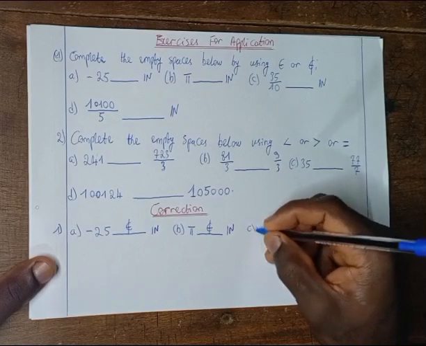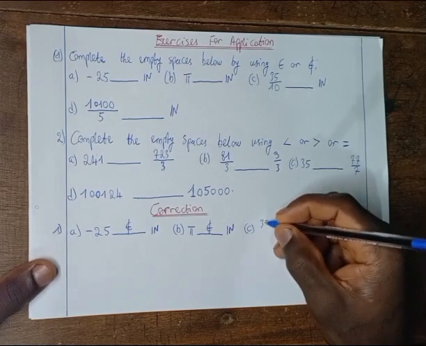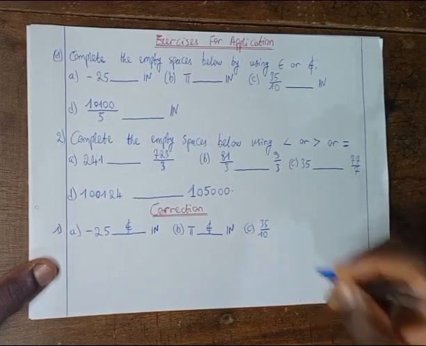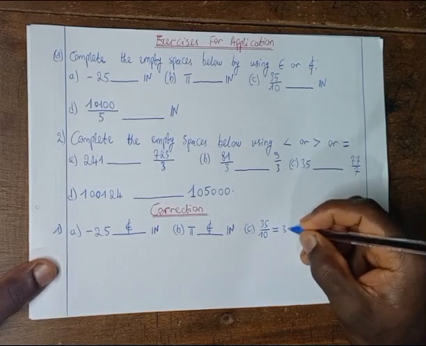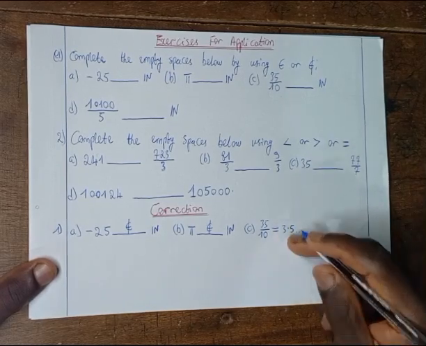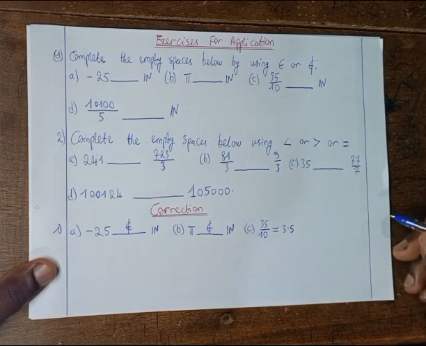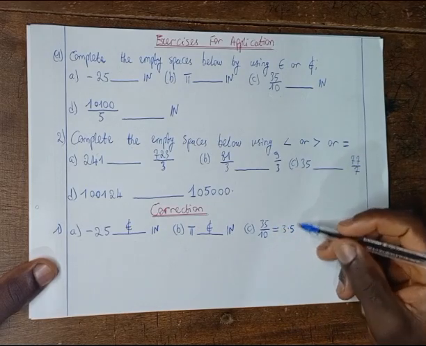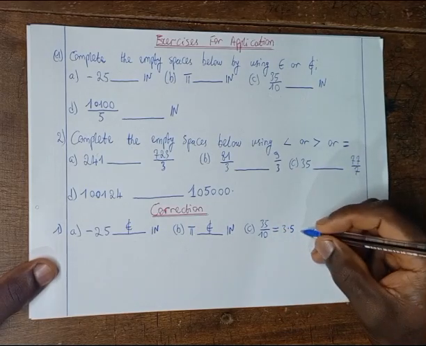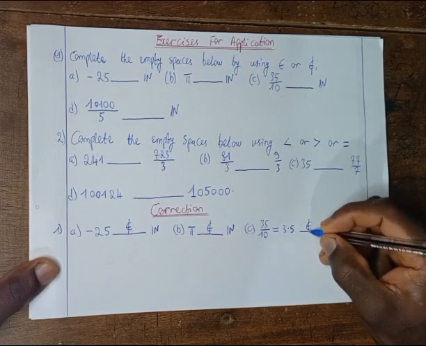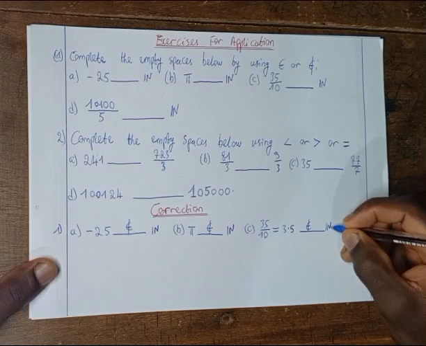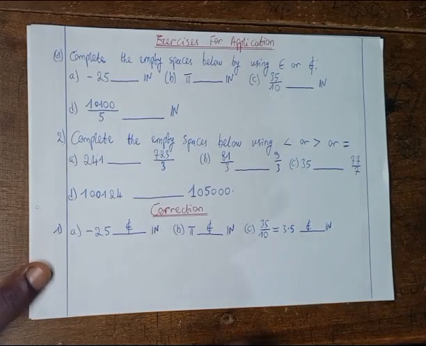For C, we have the number 35 all over 10. 35 all over 10 is simply equal to 3.5. 3.5 is a decimal number. It has a fractional part, the 0.5. Therefore, it does not belong to the set of natural numbers because it is not a whole number.